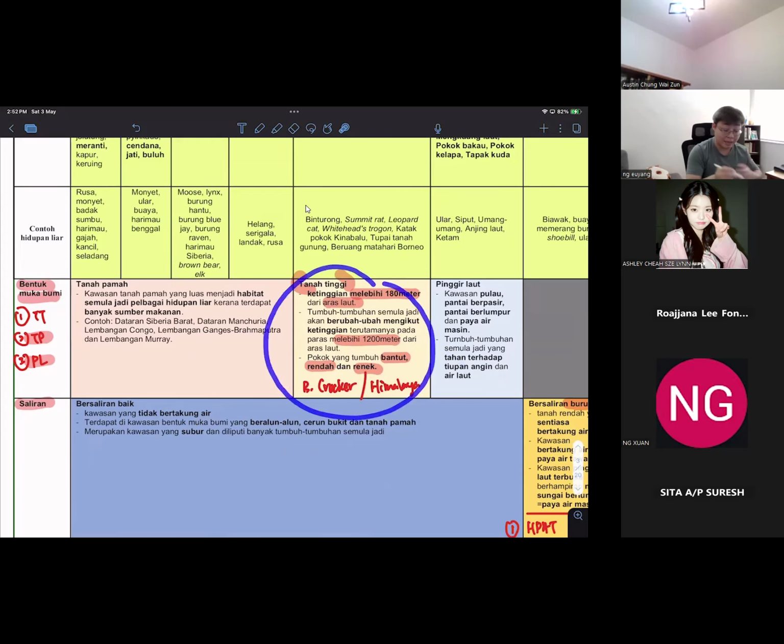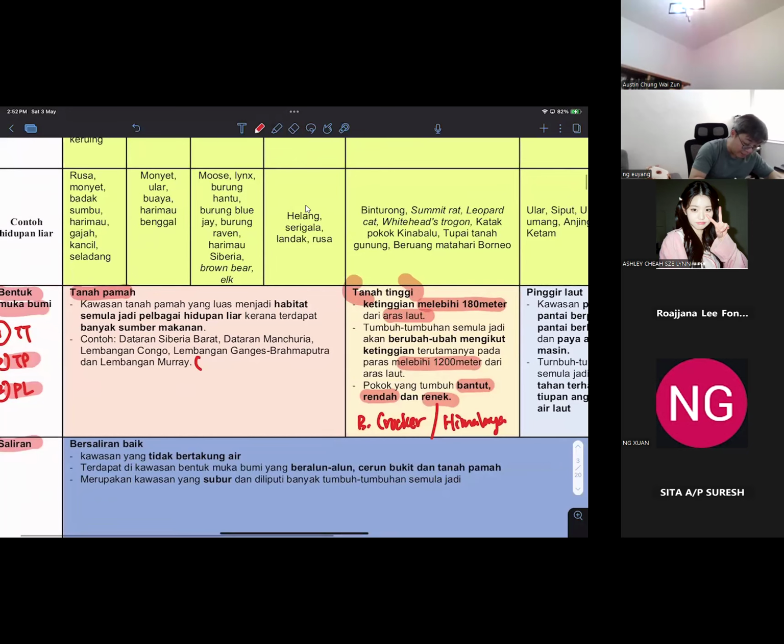So guys, this is your part 3 for the Panjaran Crocker Himalaya. So in Tanah Pama, not just Malaysia, what is the Hutan in Tanah Pama? Rather than the Tanah Pama yang utama di seluruh dunia, so right now, this is Tanah Pama utama, right down here, Tanah Pama utama di dunia. So we have to memorize 2 dataran, 3 lembangan, right? So dataran Siberia Barat, dataran Manchuria, lembangan Congo, lembangan Ganges, Brahmaputra, lembangan Murray. I even show you guys where the locations are on the world map, right? So this is Tanah Pama Utama Dunia, only for objective.